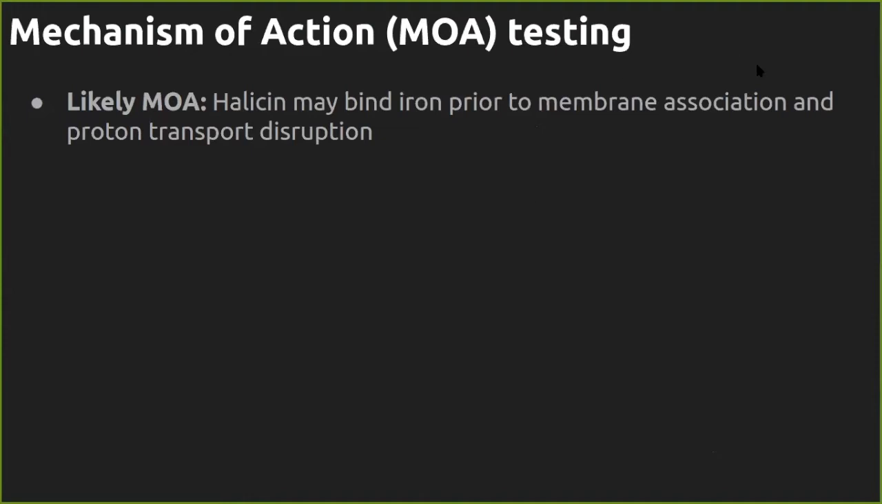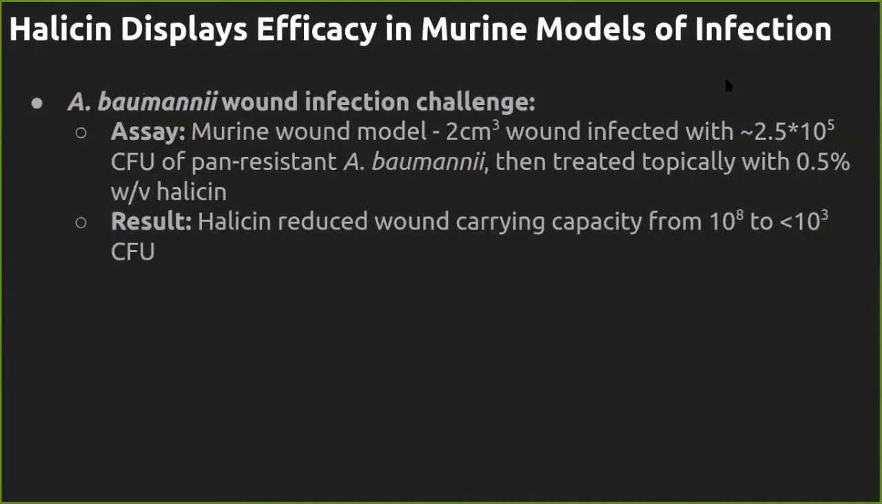And here we go. Here's the likely mechanism of action. Halicin may bind iron prior to membrane association and proton transport disruption. What exact protein target it affects, not sure, but at least we've narrowed it down to a sliver of mechanisms of action. I'm not a very good microbiologist, so I might have overlooked or misquoted some pretty key information, so please check the paper if you need any clearing up on anything.